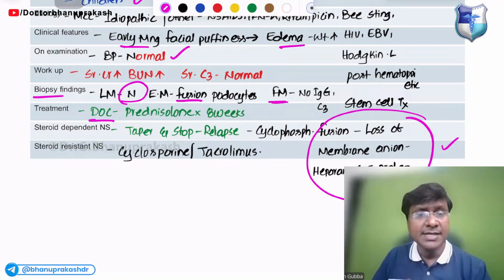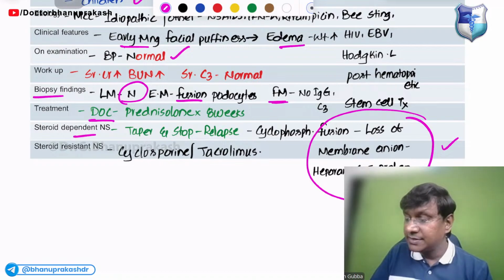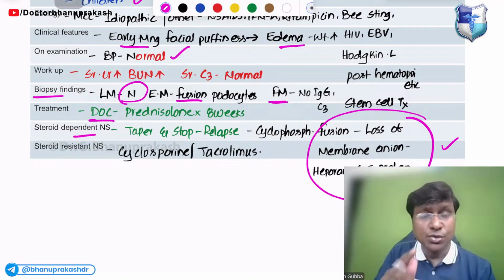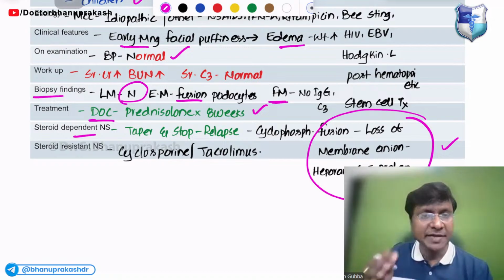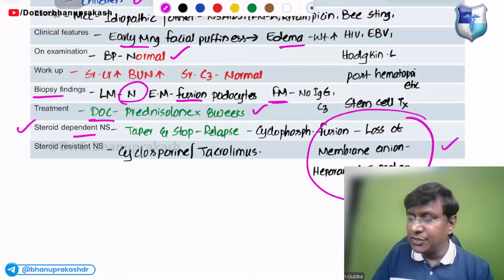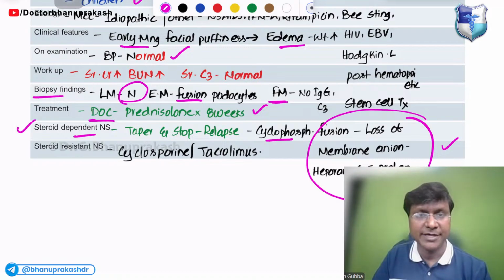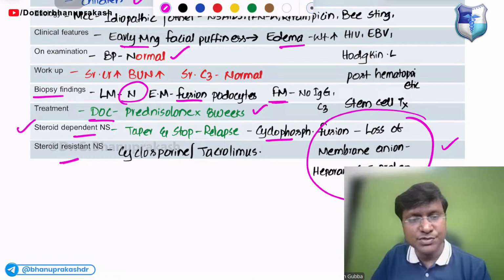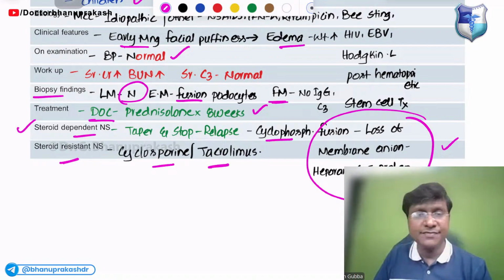What is the drug of choice? The drug of choice will be prednisolone. In case of prednisolone, you have to give it for 8 weeks. Then you should taper and stop. But whenever you are tapering and stopping, there can be a relapse of the minimal change disease. That we call steroid dependent nephrotic syndrome. So in patients with steroid dependent nephrotic syndrome, the drug that you need to give is cyclophosphamide. But in some patients, they don't respond to steroids at all. In that case, you need to give cyclosporin or tacrolimus. That is in steroid resistant nephrotic syndrome. So this is about minimal change disease.